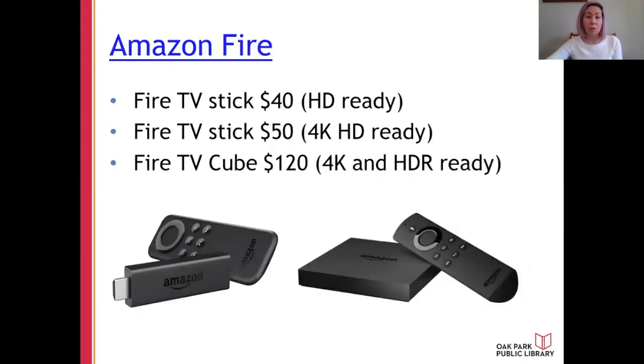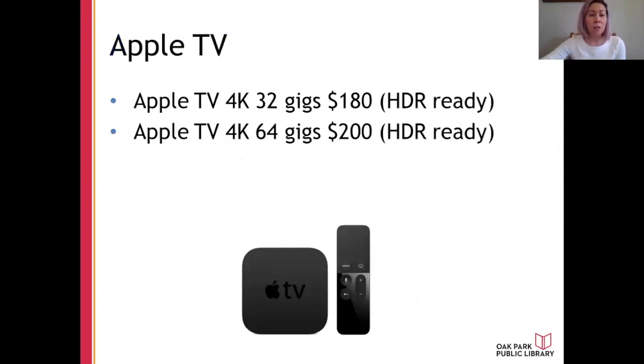You could also choose to go with an Amazon Fire Stick. I don't really think that there's a huge difference between a Roku and an Amazon Fire Stick. It's totally your preference. The Fire Stick starts at $40, and then it goes up to $120 if you want the Fire TV Cube. And the Fire Stick, I know, is compatible with Alexa, so you can set it up so that you could just talk into the Fire Stick remote, and then Alexa would control everything, if that is something you're interested in.